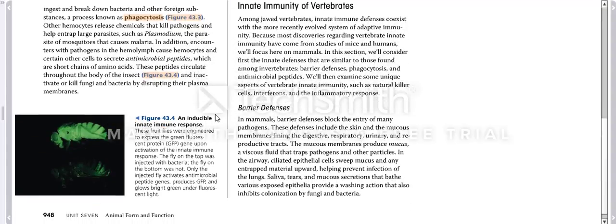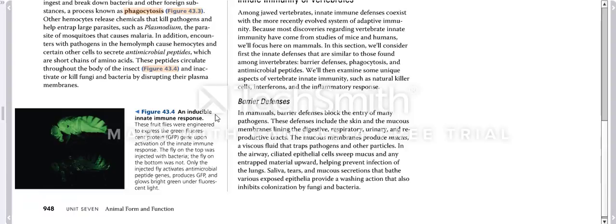So the book discusses how, because organisms secrete many distinct antimicrobial peptides in response to a single infection, it's hard to study the activity of a single peptide. But a solution to this is shown in figure 43.5, which is on the next page, I believe.